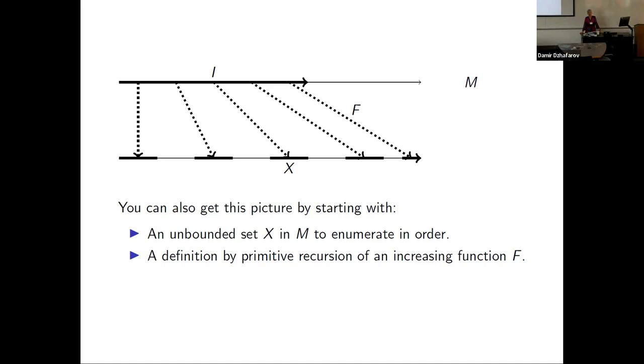Or you can start with the idea of defining f. If you just have a definition by primitive recursion of an increasing function, well, Simpson and Smith showed that you can define functions by bounded recursion. And if you leave out the bounded, but the function you're defining is increasing, the one thing that can go wrong is that you might run out of domain before you run out of range. However, in this case you do get a function that, as a function, is an element of the model, and again, the range is an element of the model.